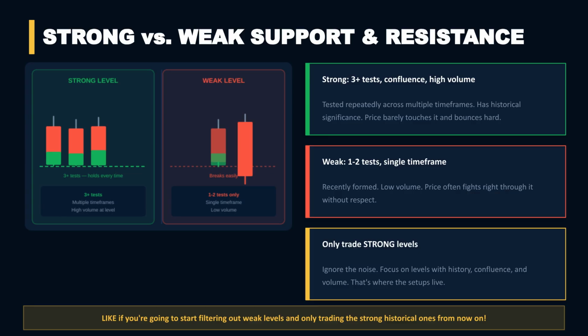A weak support level? That just formed. Price barely tested it once or twice. It's only showing up on one time frame. It has low volume. Weak levels get broken easily. Strong levels hold for a while, but when they do break, it's a big deal. In my trading room, we ignore weak levels. We focus on strong levels. Because weak levels are noise. Strong levels are signals.